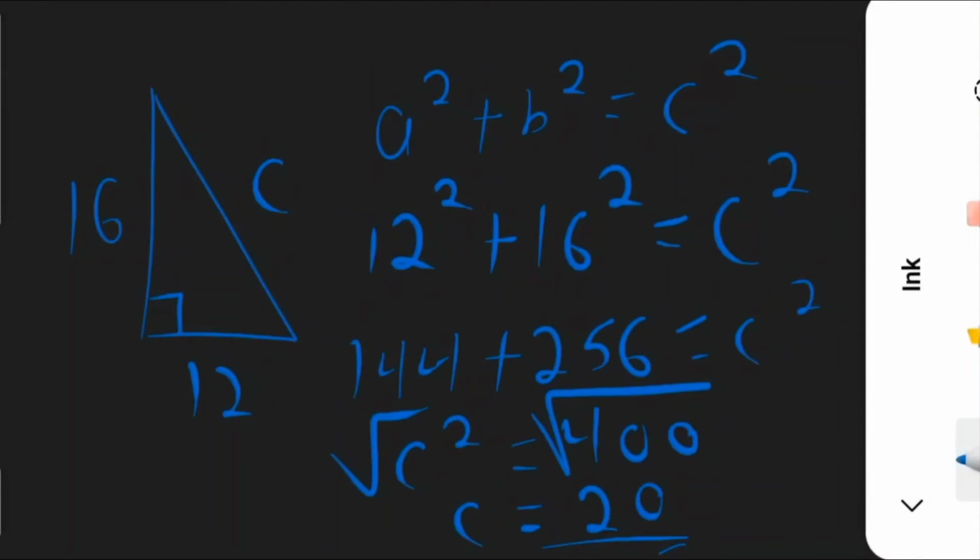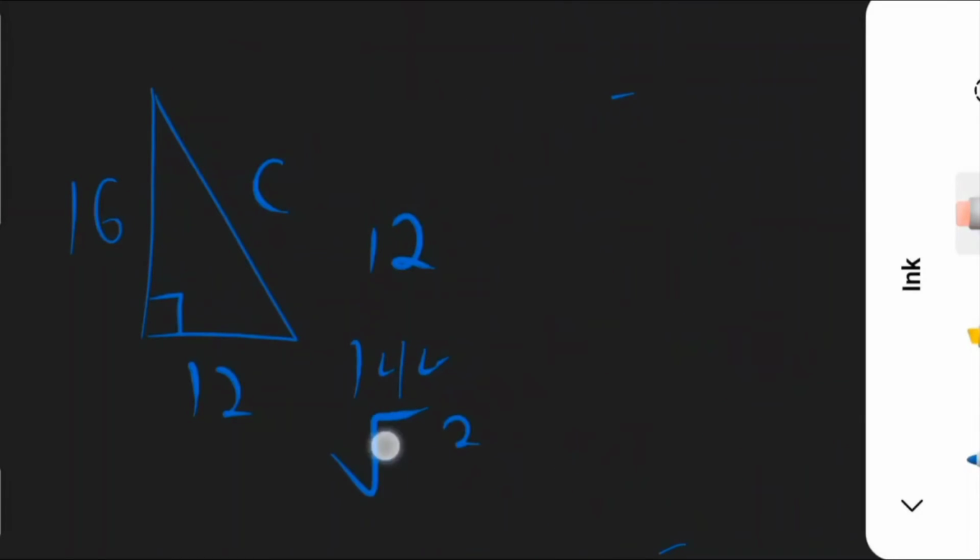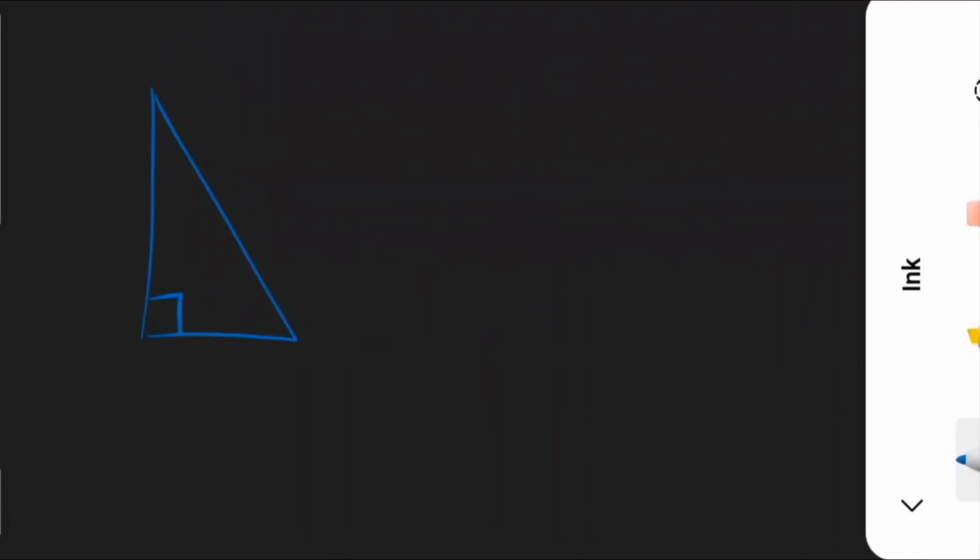But we can also use the Pythagorean theorem to solve for a leg. So let's say we're given a leg as well as the hypotenuse. With this right triangle, we are given the hypotenuse of 10, and we're given one of the legs, 6. Now we need to solve for this leg.